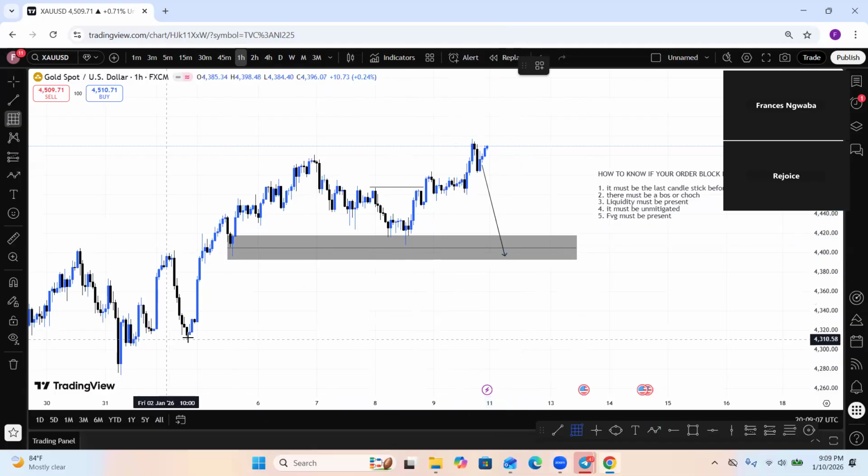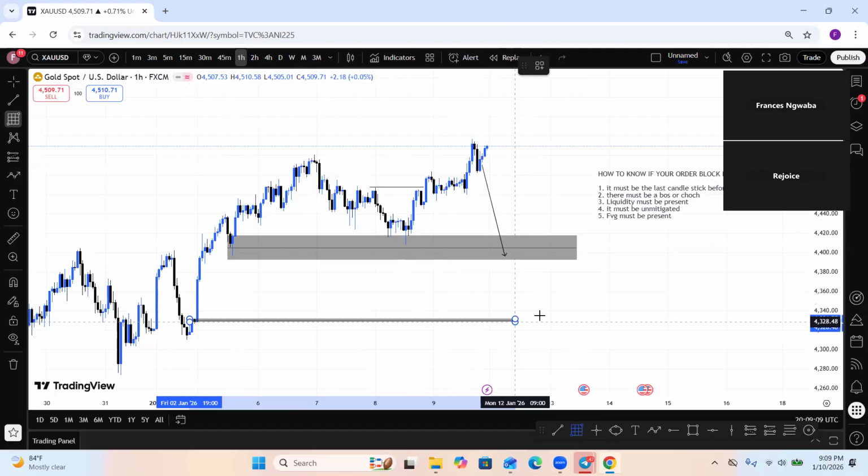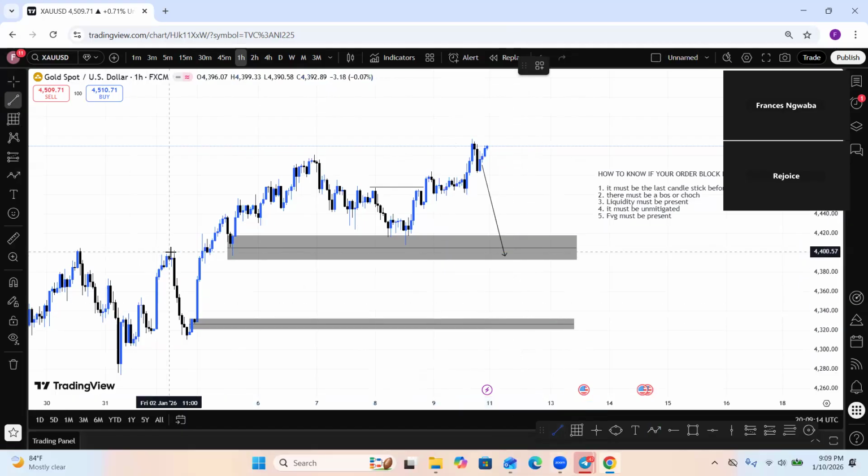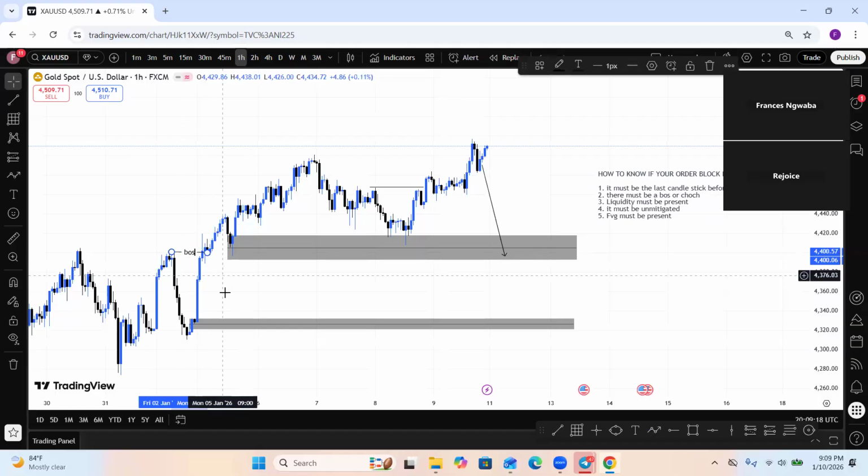See this level now, this tiny black candlestick here is another order block. It's a break of structure. We have a break of structure here, right? This is another order block. Price has not tapped into it, so it is valid.